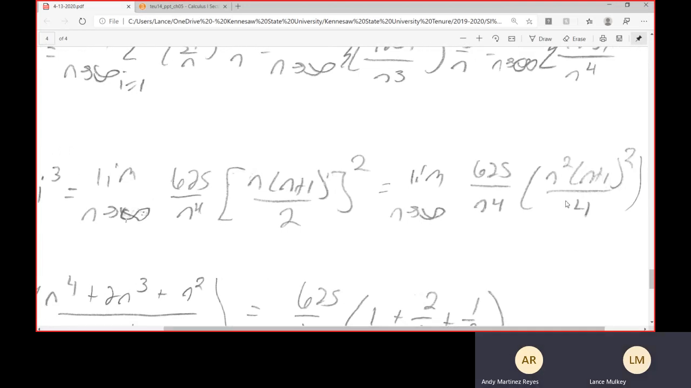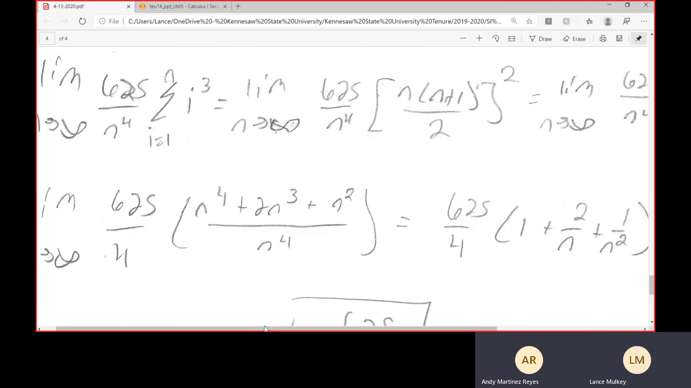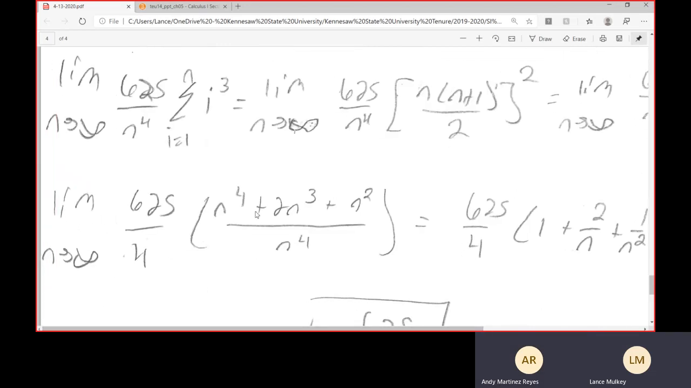N squared times n plus 1 squared, and over 4. You can simplify it to that. Then you can pull out or swap the n and the 4. And when you do the n plus 1, you get n plus 1 quantity squared. So when you get n plus 1 squared, you get n squared plus 2n plus 1.